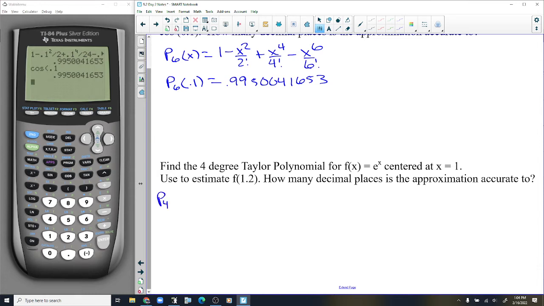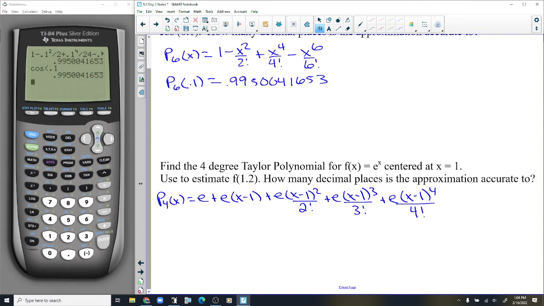So p sub 4 should be e plus e(x minus 1) plus e(x minus 1) squared over 2 factorial, or 2 if you want, plus e(x minus 1) to the 3rd over 3 factorial, plus e(x minus 1) to the 4th over 4 factorial. The tests are generally built so that if you have to work all this out, if you have to take all the derivatives and then find the values, you're probably going to run out of time. So it's built so that you know how to do this without building it.